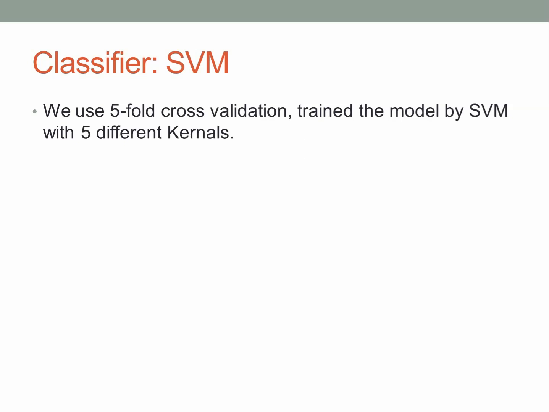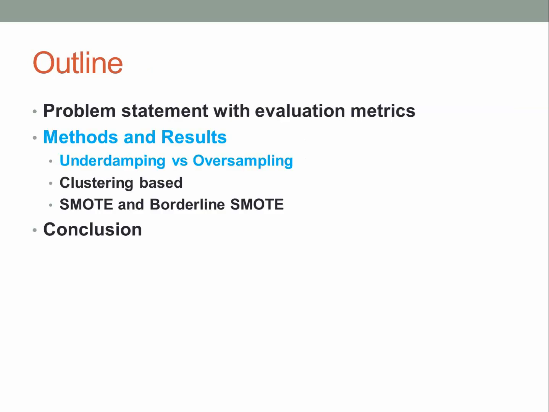So what we try to do is we use a 5-fold cross validation, and then we train by SVM as our classifier. Since SVM has many different kernels that are available, we try all 5 kernels out of those and then try to report the best performances that we have. And that is how we set up the experiment.